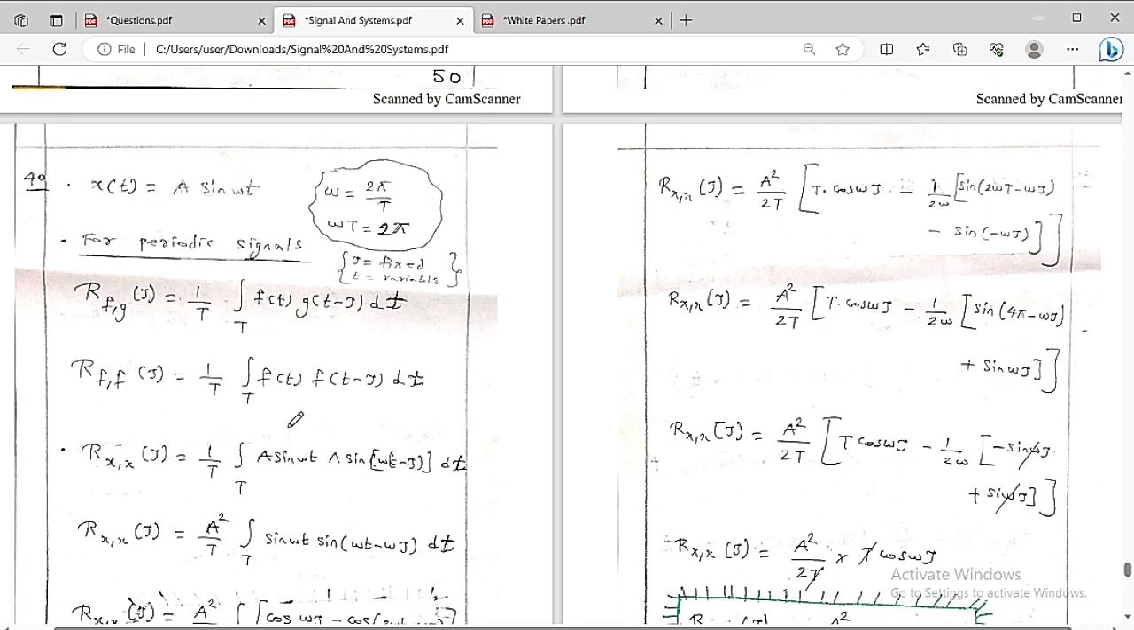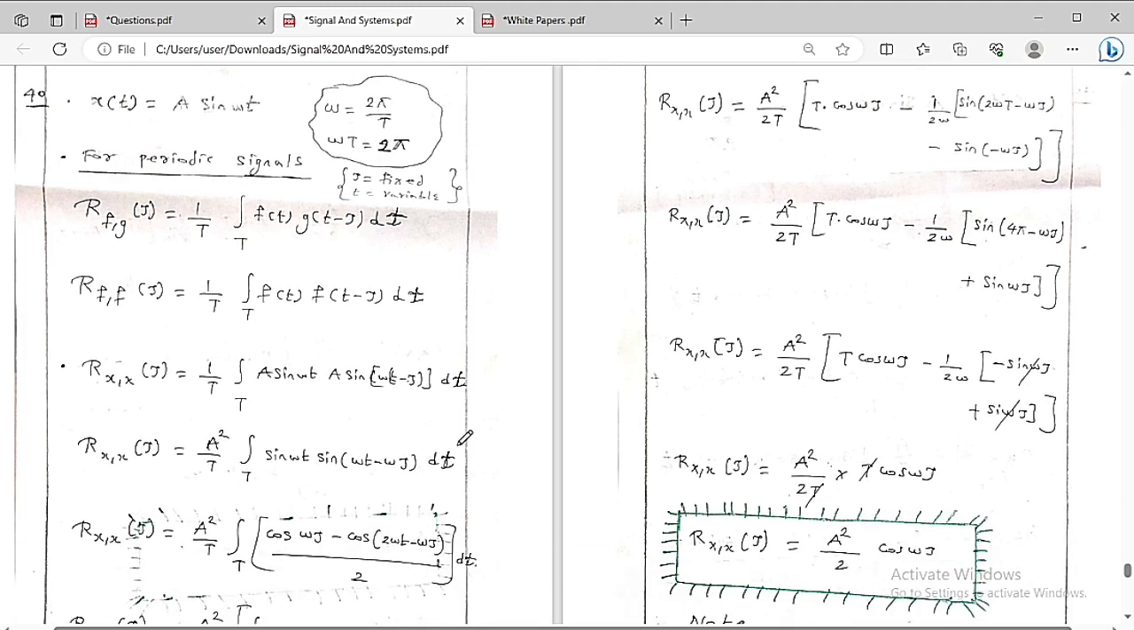So now what do you have to do? Very simple. Listen carefully. Here x of t is A sin omega t, and for f of t minus tau, replace t by t minus tau. Then what you are going to get: A sin omega t into A sin of omega of t minus tau into dt. Now A is a constant, so take it outside the integration. A square by T integration over T of sin omega t into sin of omega t minus omega tau into dt. If you see clearly here, t is a variable whereas tau is a fixed value.